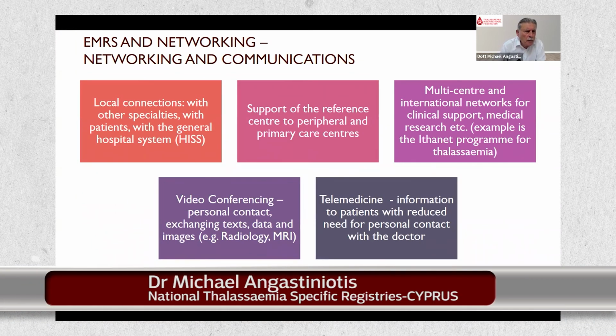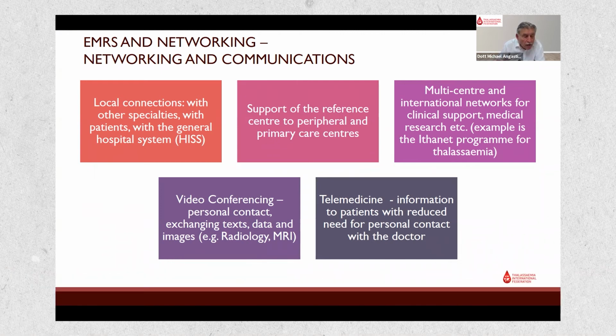We have spoken about networking, and networking has many aspects. First of all, the health record must be able to communicate with the general hospital system. Why? Because we need to import, for example, laboratory data. We need to import and use the hospital pharmacy. We need to be able to order blood through the health information system. We need to be able to communicate, as I said before, with the peripheral center and the reference center.